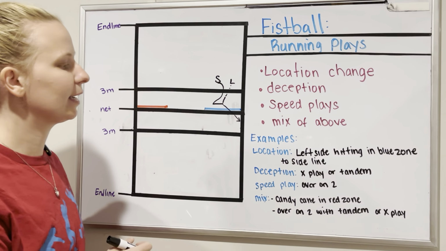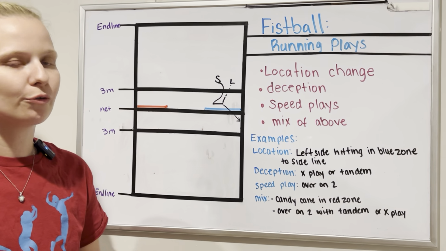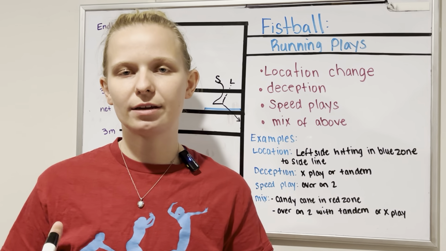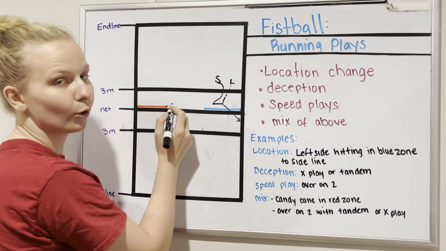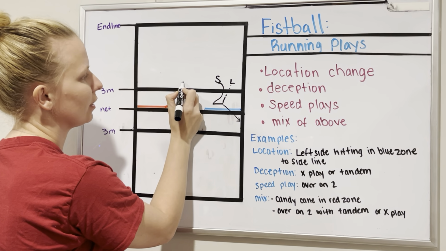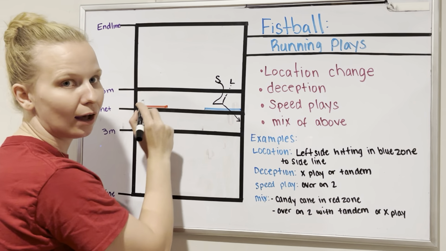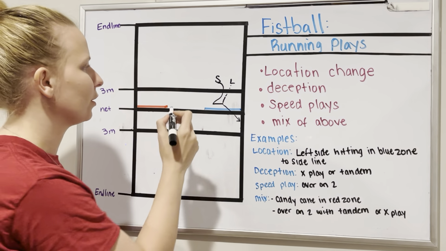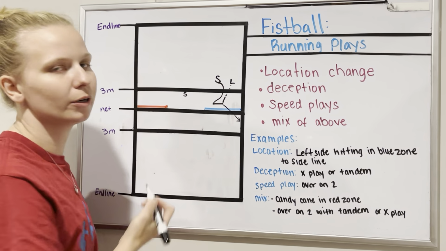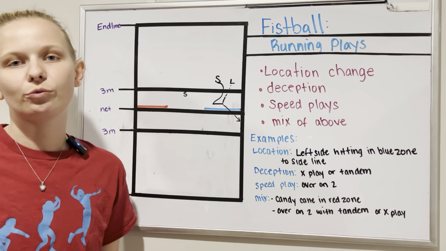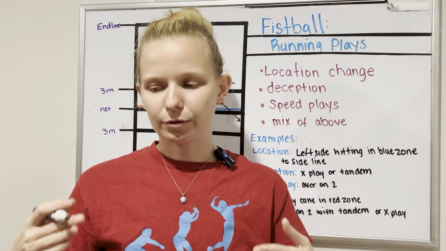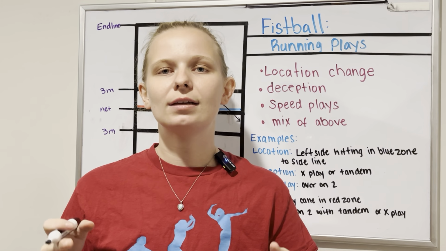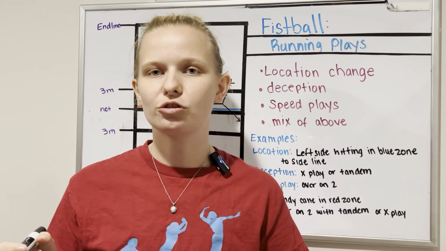The next play is a deception play. This could either be an X play or a tandem. Let's say we're in the white zone and the setter is in the A zone, which means they're somewhere along the 3-meter line. I'll put it right in front. If we want to run a tandem or an X play, these are meant to make it so the team doesn't know who's actually striking the ball.